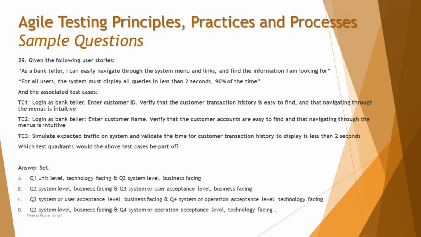We have option B, Q2 system level business facing, and Q3 system or user acceptance business facing. That means, will these 3 test cases fall under these 2 categories? So number 1, I think the usability tests are basically a part of the 3rd quadrant, and performance tests are part of quadrant 4. So in a way, we have just told you the answer.